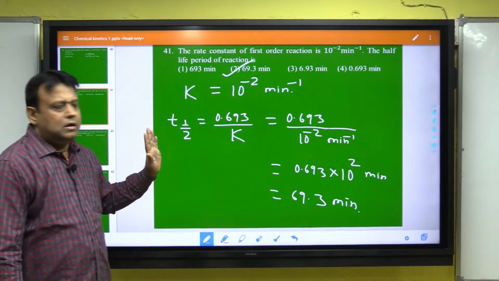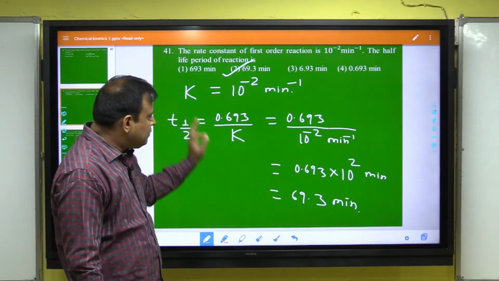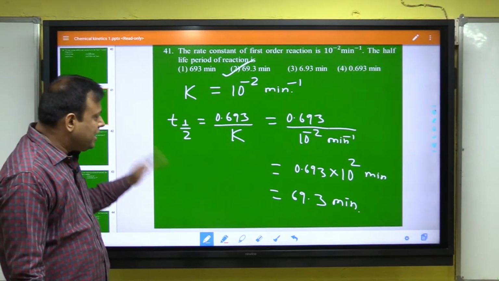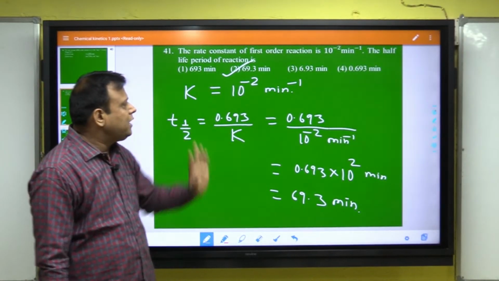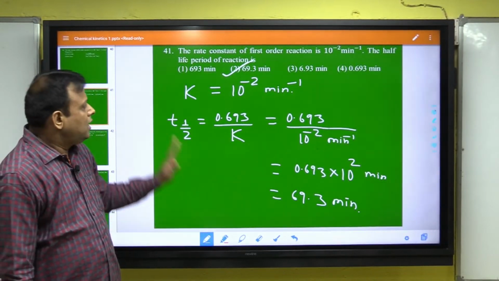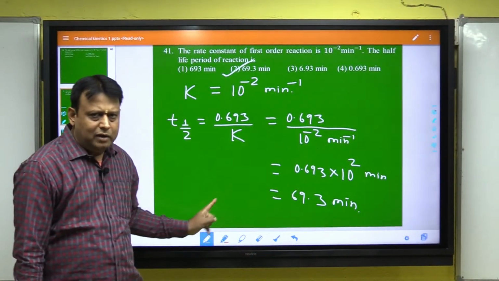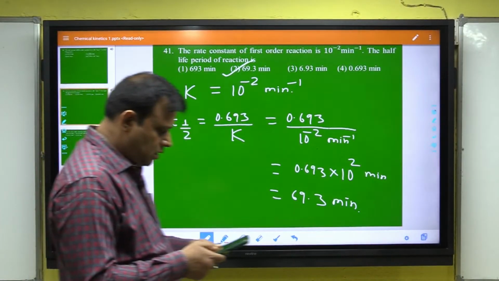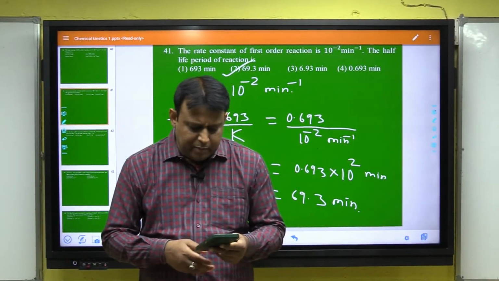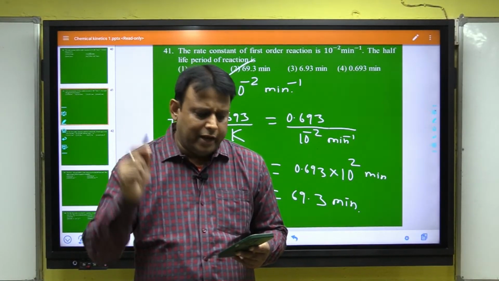Clear? K is equal to 10 to the power minus 2. Formula is equal to 0.693 by K. 0.693 by 10 to the power minus 2, and after calculation it will be 69.3. Text me about question number 41. Is it clear? First, text me 41 question clear.